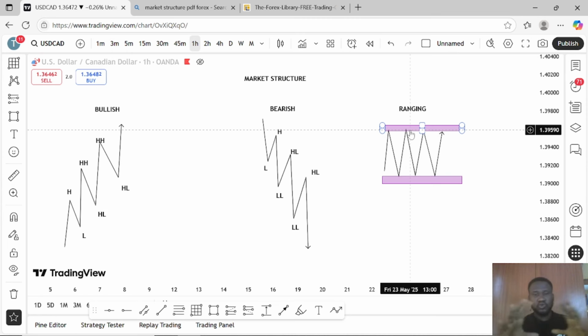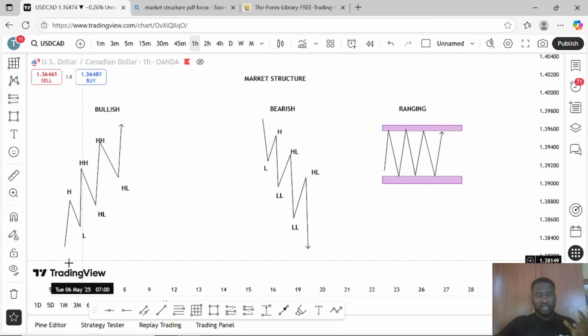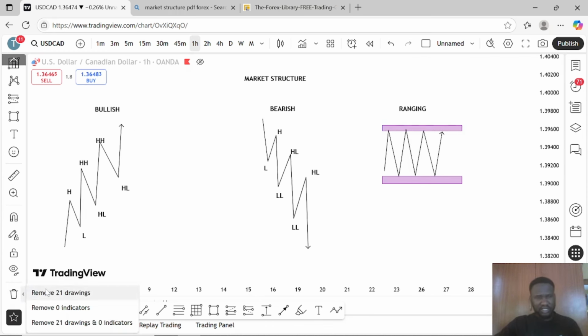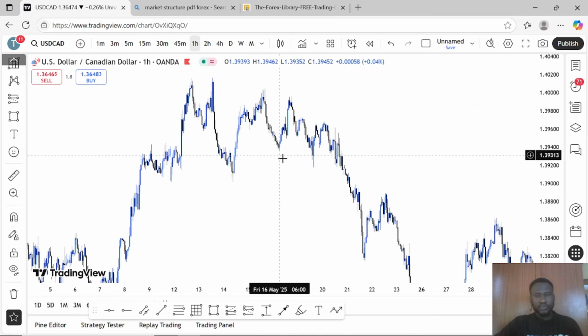So it's always good to understand the market structure that you are having. Don't forget the information. When you are bullish, you are looking for opportunities to buy. When you are bearish, you are looking for opportunities to sell. And when you are ranging, you are knowing the level the market is going to reach before it has a reversal. So these are the three types of market structure that you need to understand when doing your analysis. Let us head to the charts right now.